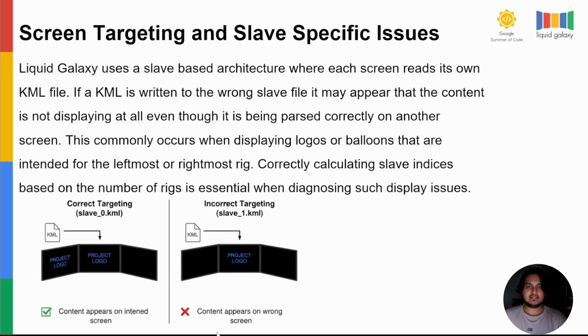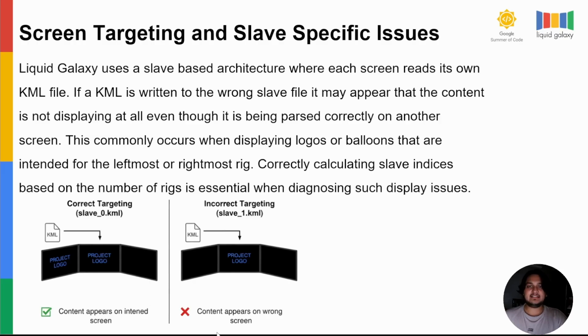Now let us look at screen targeting and slave specifying issues. In Liquid Galaxy, each screen reads its own KML files such as slave_1.kml, slave_2.kml, and so on. Because of this, even when the KML is valid and being parsed correctly, the content may appear on a different screen than intended. This is especially common when placing logos or balloons on the leftmost or the rightmost rig.